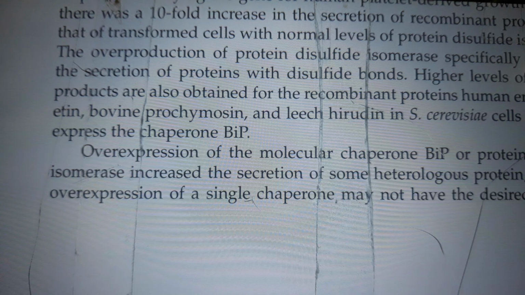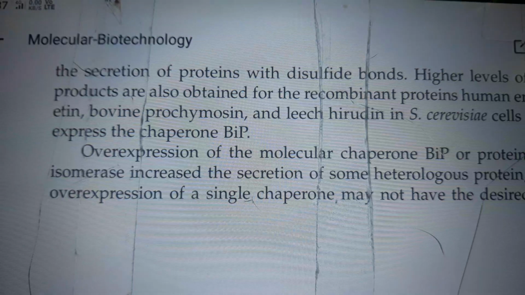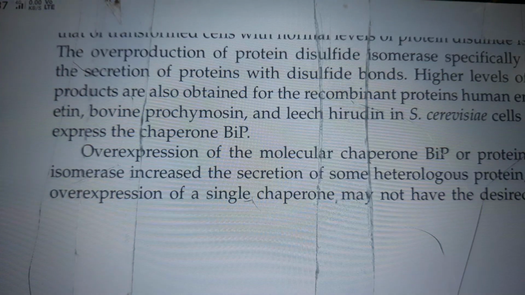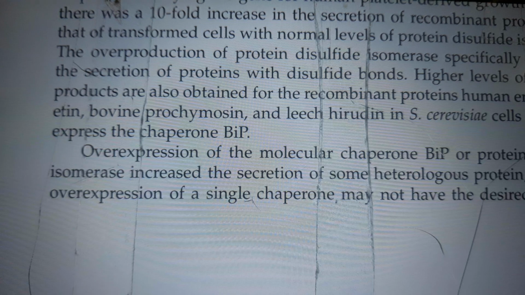Higher levels of secreted products are also obtained for the recombinant proteins human erythropoietin, bovine prochymosin, and leech hirudin, and in S. cerevisiae cells that overexpress the chaperone BiP. Overexpression of the molecular chaperone BiP or protein disulfide isomerase increases the secretion of some heterologous proteins. However, overexpression of a single chaperone may not have the desired outcome.